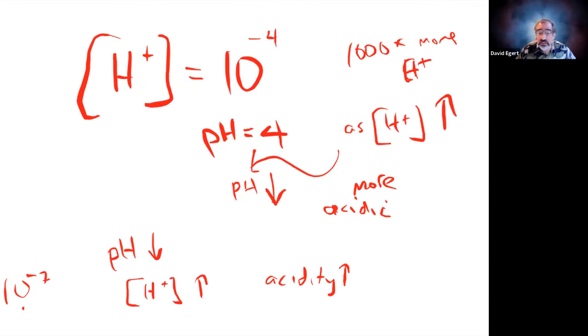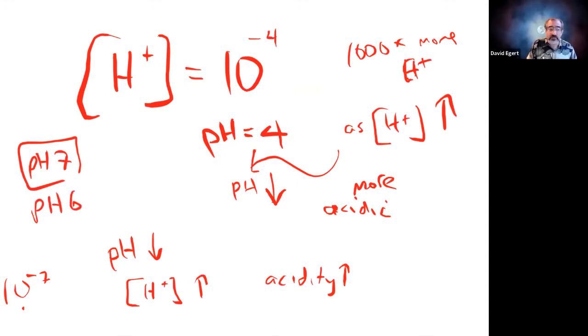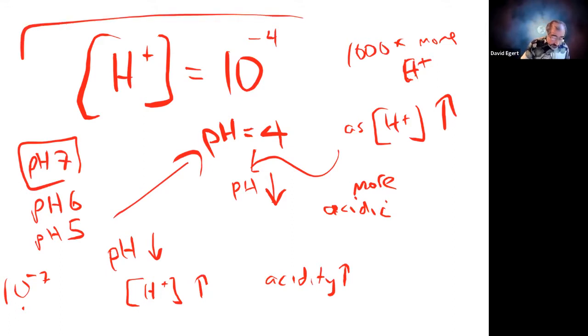Notice also it's nonlinear. If I have a pH 7, it's neutral. pH of 6 is 10 times as much H plus. pH of 5 is 100 times as much H plus. pH of 4 is 1,000 times as much H plus. So that's where this log comes in. So it's this very nonlinear relationship. So this is getting more acid.